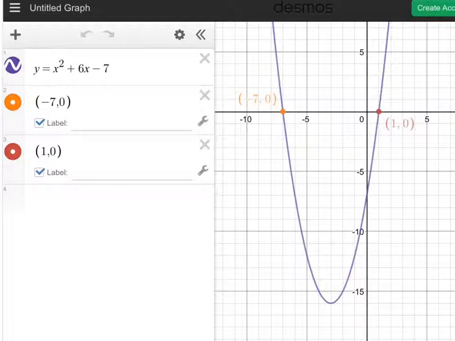Okay, so the zeros of the function are the places where y is 0, and where is y 0? Well, whenever you set the equation equal to 0, you're saying that there are values for x that will make the whole thing 0, and you can solve for those. And that's what they are. So there you go.